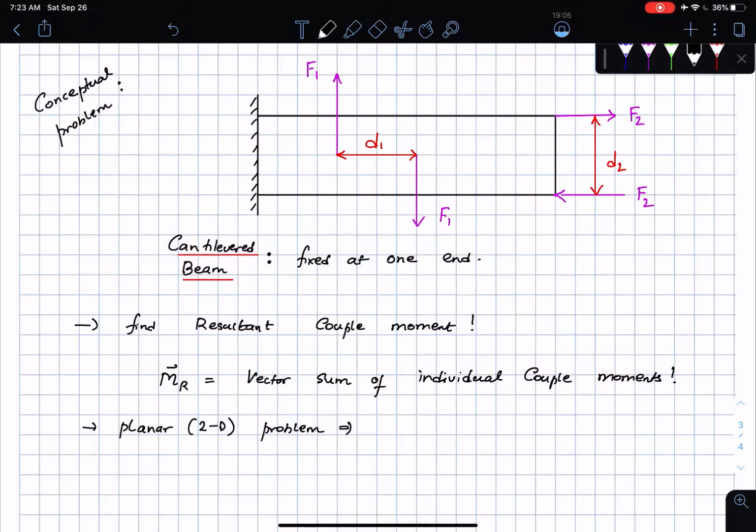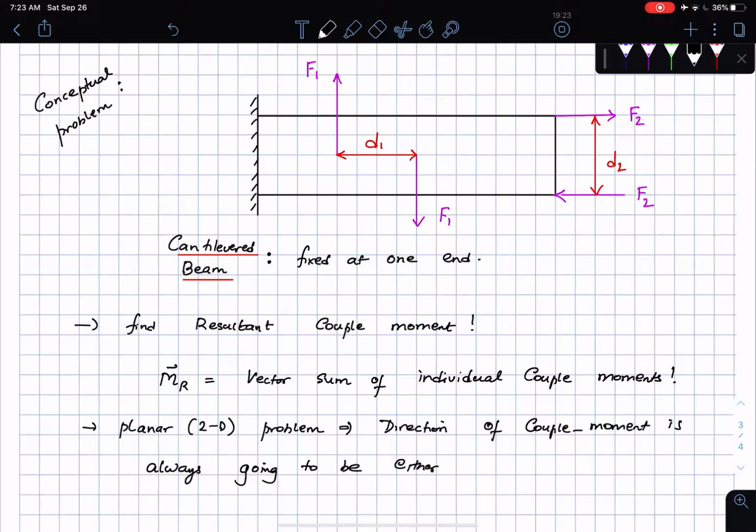Which means that the direction of the couple moment is always going to be either into or out of the plane of the paper. Okay, so having said that, I know the direction is going to be into or out. All I need to care about is what is the sense.